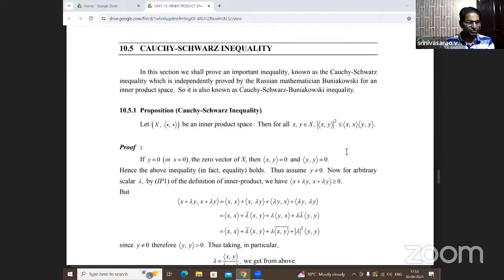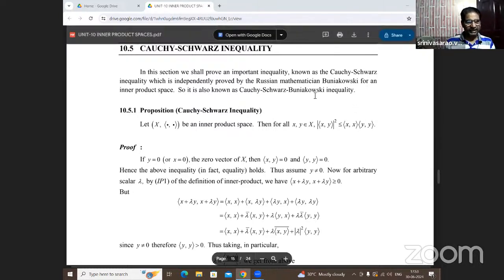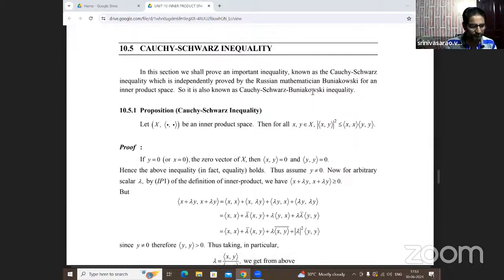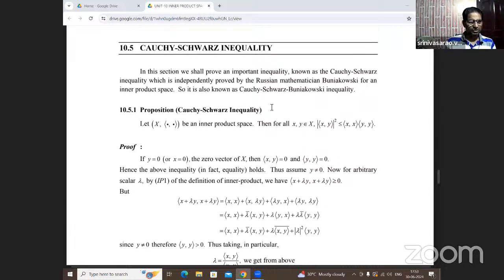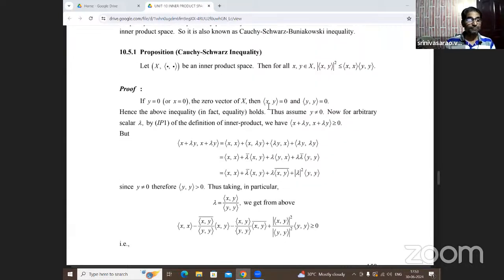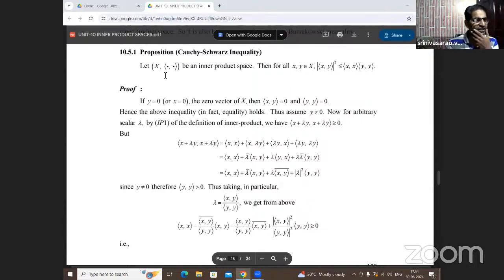Okay, students, up to 6:15 I must explain according to the subject, and in the last 15 minutes, I will give some important questions of the further units. Now, this is the statement of the Cauchy-Schwarz inequality. Let X with the inner product be an inner product space, and x and y belong to X. Then the absolute value of the inner product of x and y, whole square, is less than or equal to the inner product of x and x times the inner product of y and y. That is the statement.